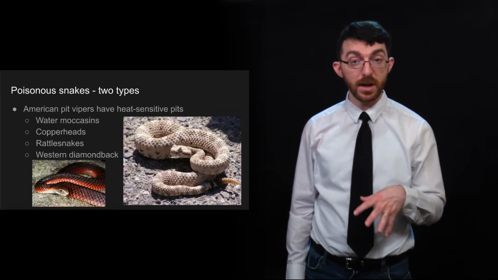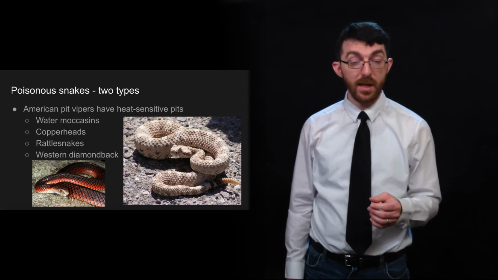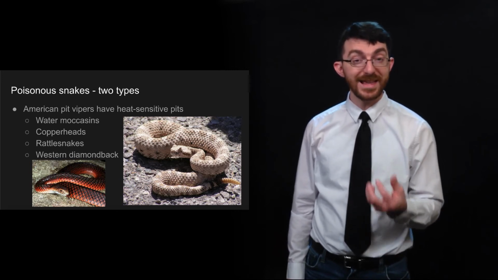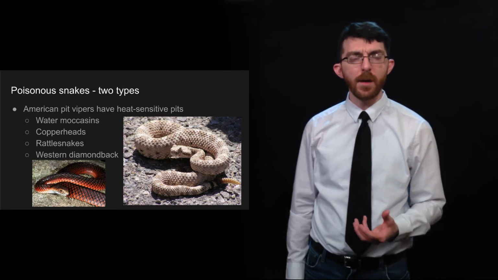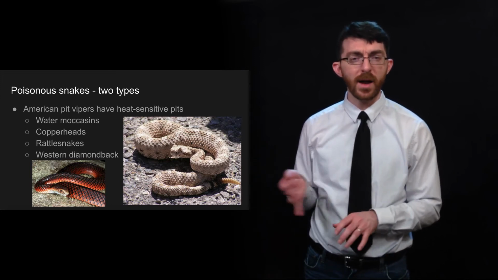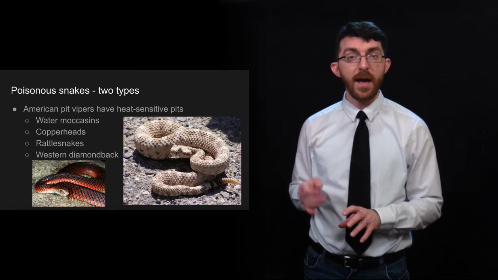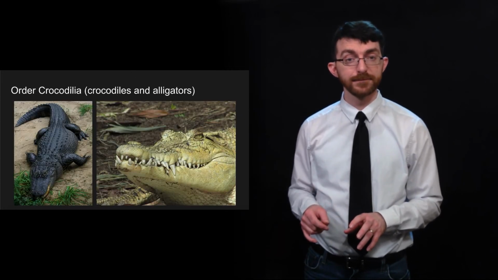American pit vipers have another sense. They are somewhat sensitive to heat. They have heat-sensitive pits, kind of giving them a heat vision. Examples of these would be water moccasins, copperheads, rattlesnakes, and the western diamondback.